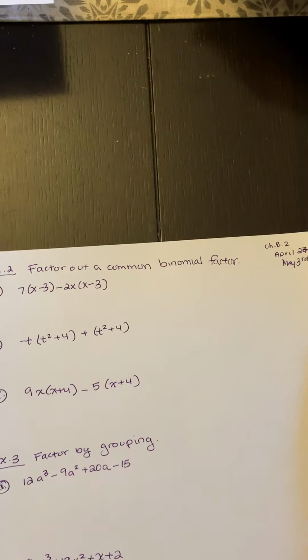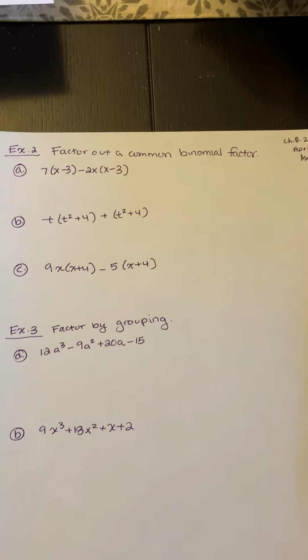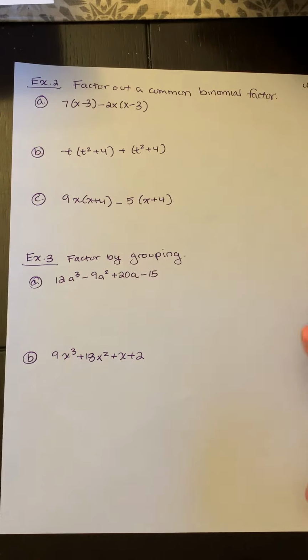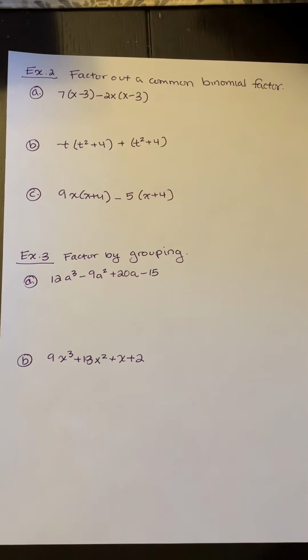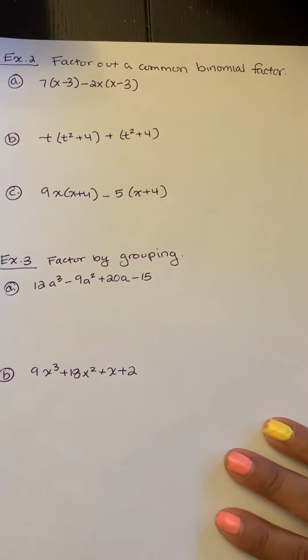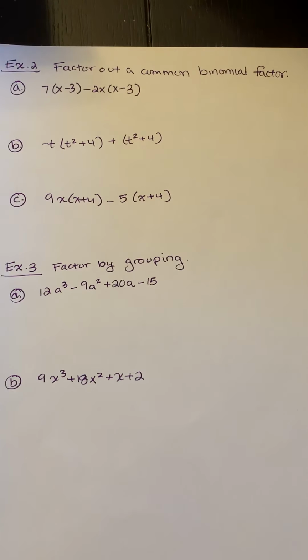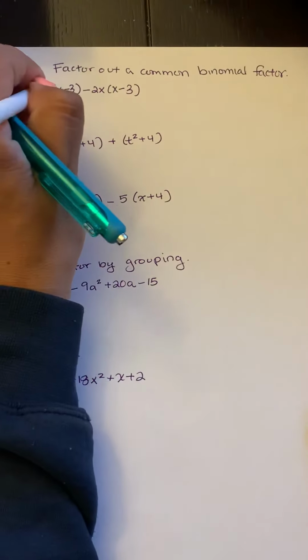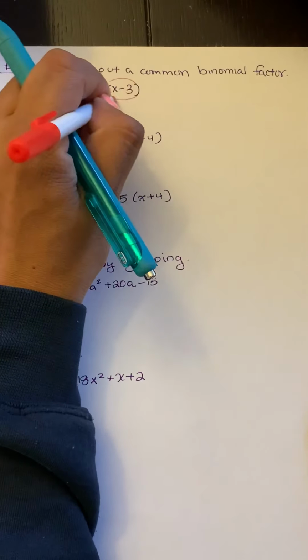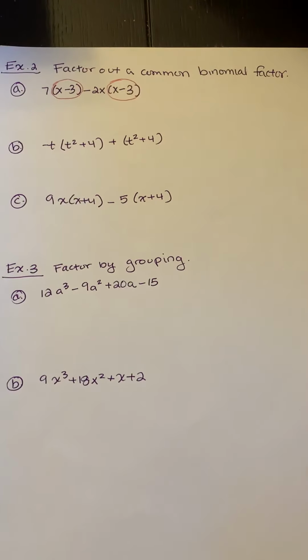All right. Let's keep going. This is your last example, so example 2 and 3. Go ahead and pause the video, write out the outline of example 2 and 3, and I'm going to go ahead and get started. Example 2 says factor out a common binomial factor. Okay, and you'll notice, students, it's already been done for you.